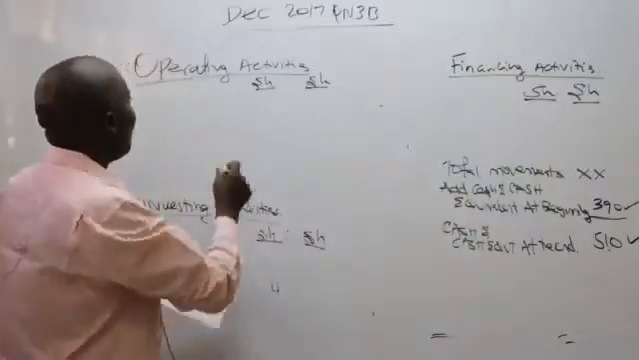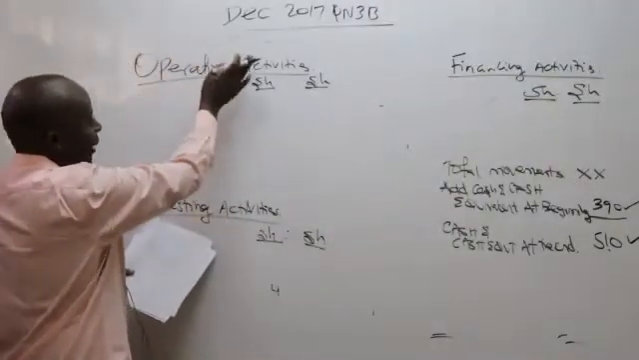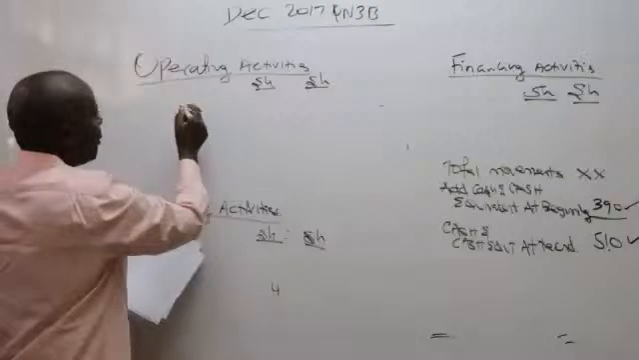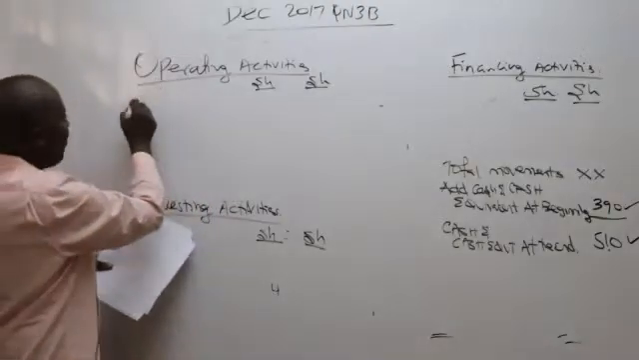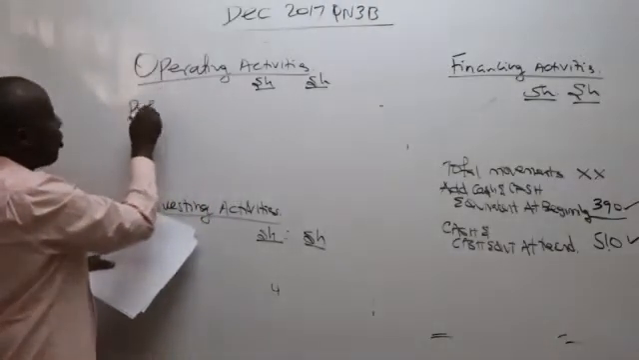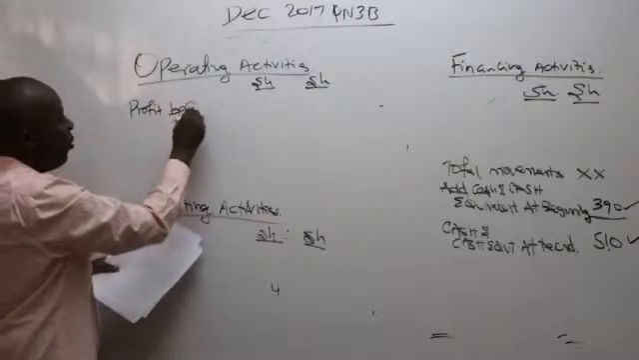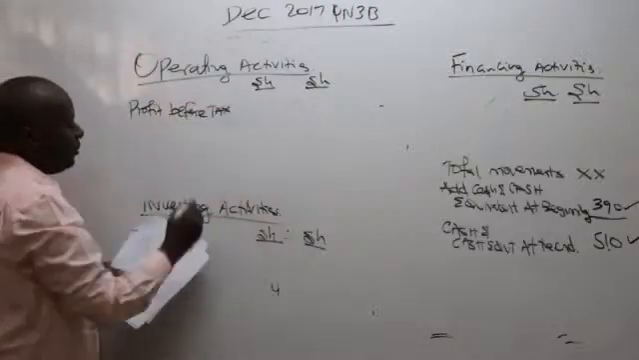So let us come here to operating activities. Remember, you're using the indirect method. So in operating activities, we start with profit before tax.